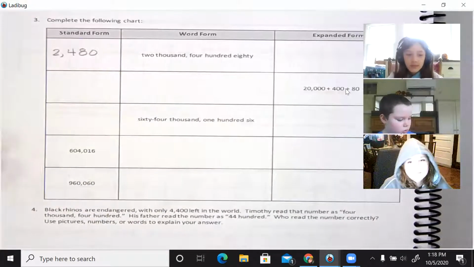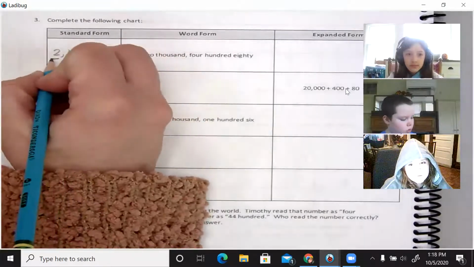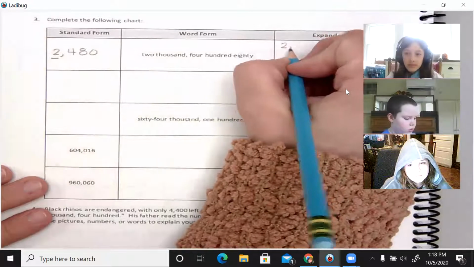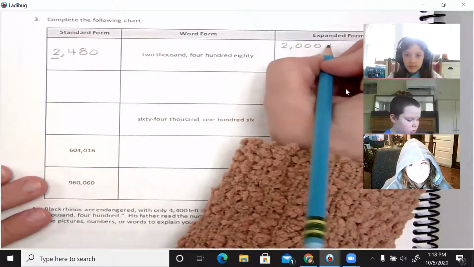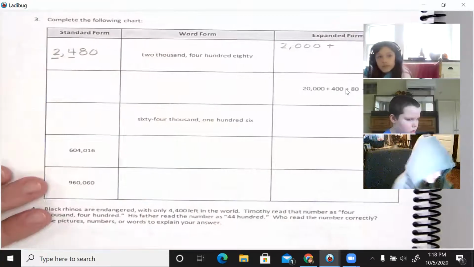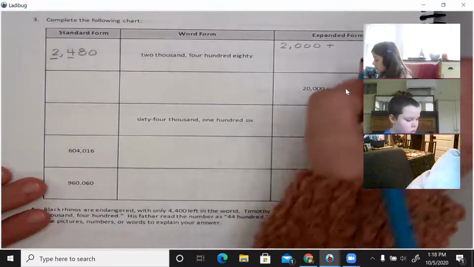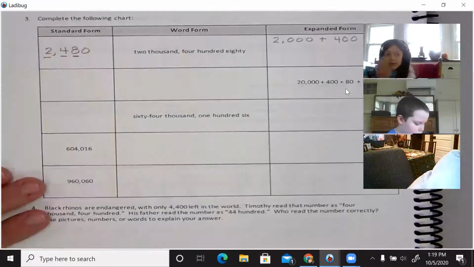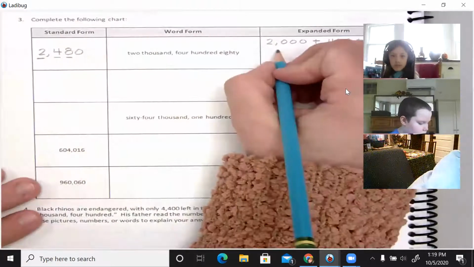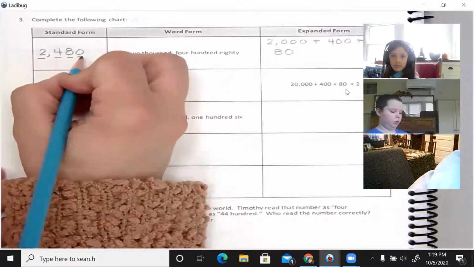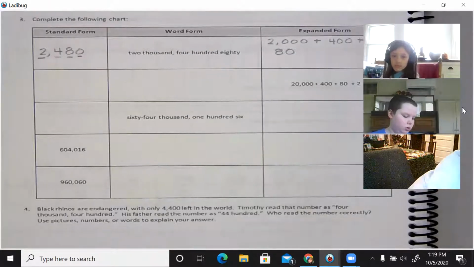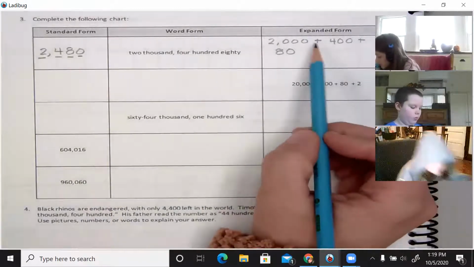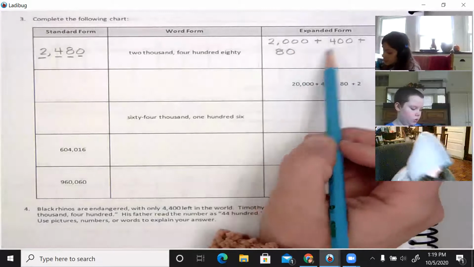Okay, now, Sarah, we're going to break this down by place value. What's the value of this 2? 2,000. Okay, so in expanded form, write 2,000 plus. Sarah, what's the value of the 4? 400. Very good. And what's the value of the 8? 80. And do we have to add the 0 ones? Nope, we can leave that off. So our expanded form is 2,000 plus 400 plus 80.